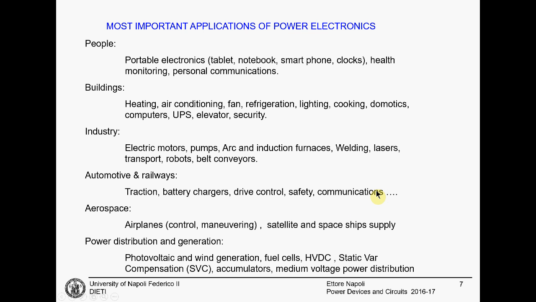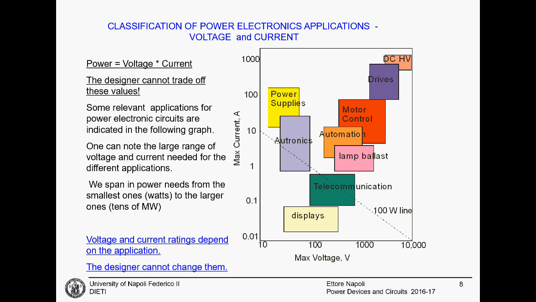Now the cars are full of electronics. Aerospace, airplanes, control, maneuvering, satellites, and space supply. Power distribution and generation, and this is the highest amount of power that we have. Photovoltaic and wind generation, fuel cells, high voltage DC supplies, static var compensation, accumulators, medium voltage power distribution. These are very high power applications. Among this huge amount of applications, how can we classify them?